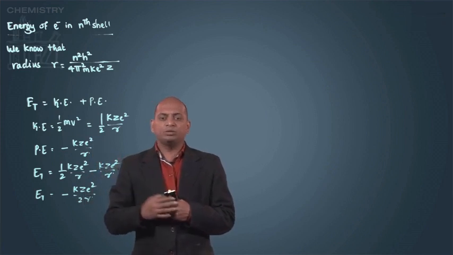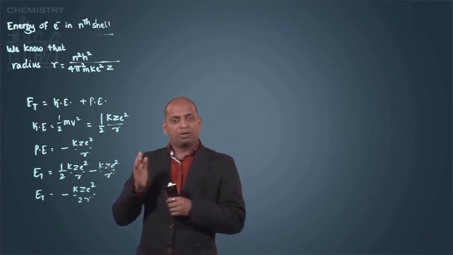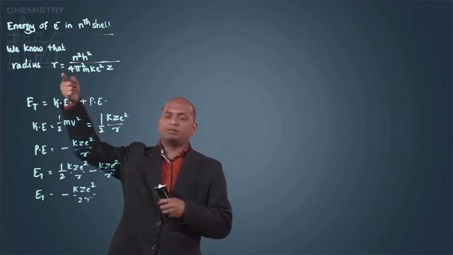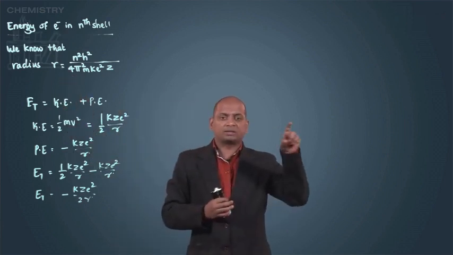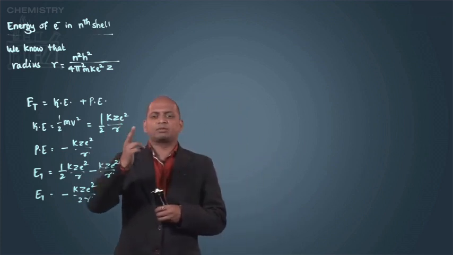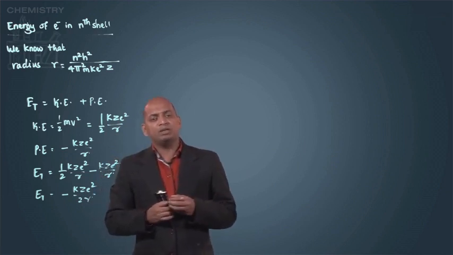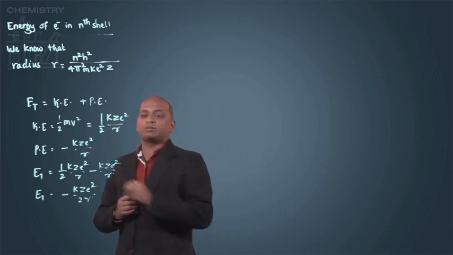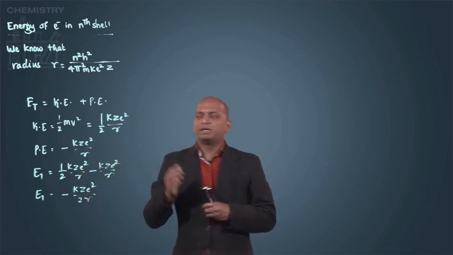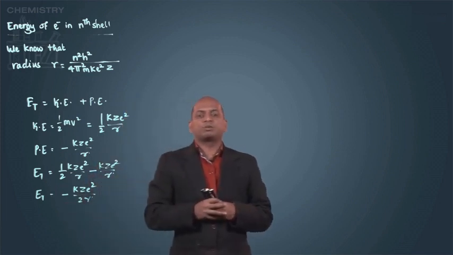So mv square is equal to k z square upon r. I repeat, Coulombic force is balanced by centrifugal force. If you recall the derivation for radius, we started with that concept. So the Coulombic force is equal to k z square upon r square, and the centrifugal force is equal to mv square upon r. Therefore mv square is equal to k z square upon r. So kinetic energy is equal to half k z square upon r. Potential energy is equal to minus k z square upon r.